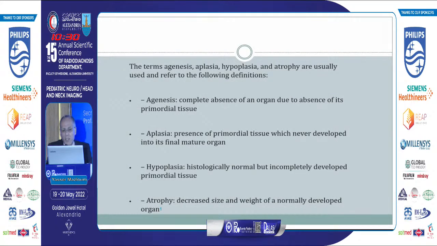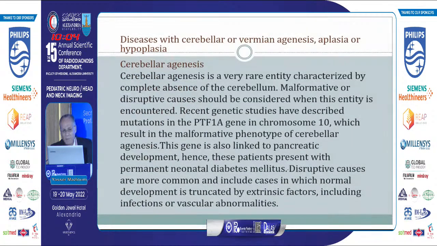The terms agenesis, aplasia, hypoplasia, and atrophy are usually used and refer to the following definitions. Agenesis: complete absence of the organ due to absence of primordial tissue. Aplasia: presence of primordial tissue which never developed into the final mature organ. Hypoplasia: histologically normal but incompletely developed. Atrophy: decreased size and weight of a normally developed organ.